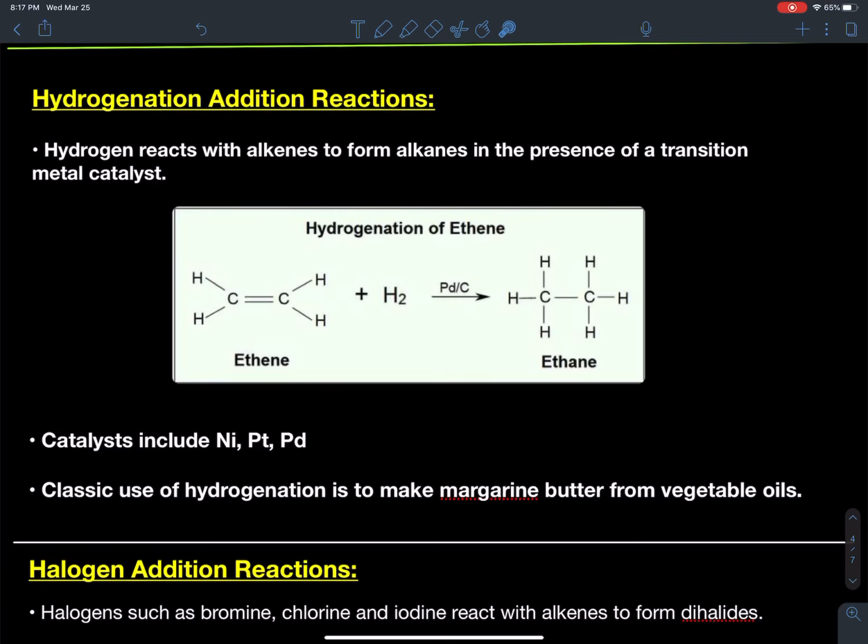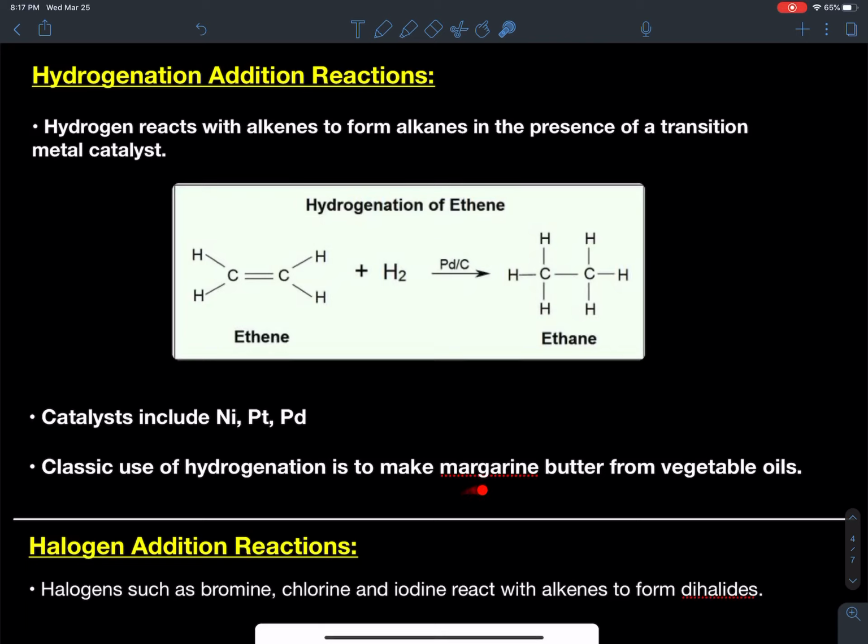All right, so a classic use of hydrogenation reactions is making margarine. If you take oil, any vegetable oil, and you expose it to hydrogen and palladium with high heat, you'll turn it into margarine butter. Okay, and then we also use it for various other chemical reactions.